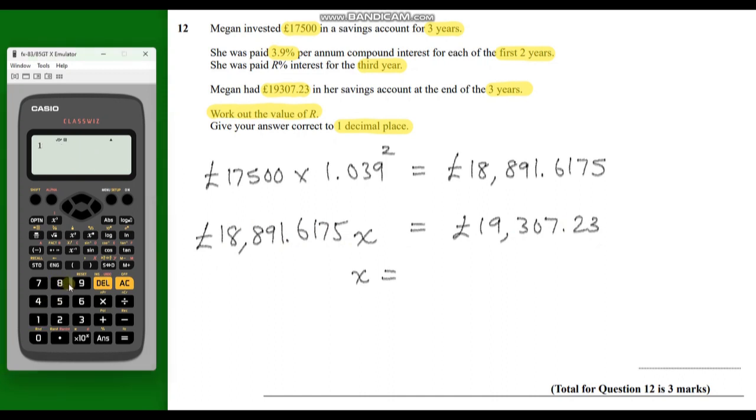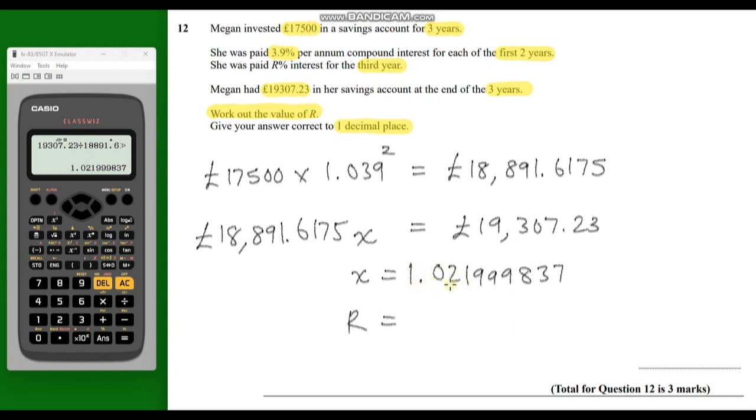So we've got £19,307.23 divided by, I'm just going to put answer because that was already saved on the calculator. Press equals, and we get 1.021999837. Now just be really careful, this is not the amount of interest, this is just the multiplier. To work out the amount of interest, so R, okay, well, what is the value for R going to be?